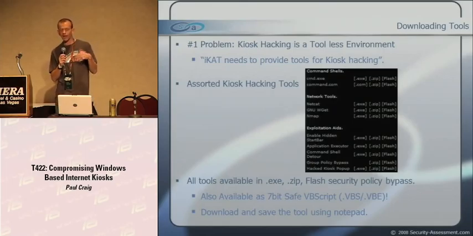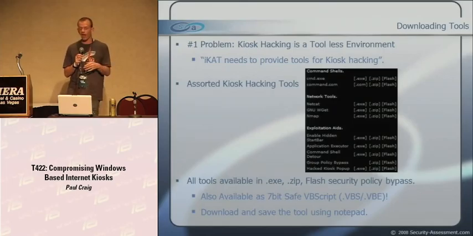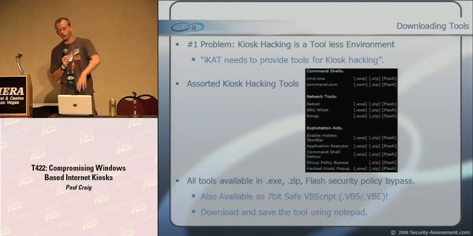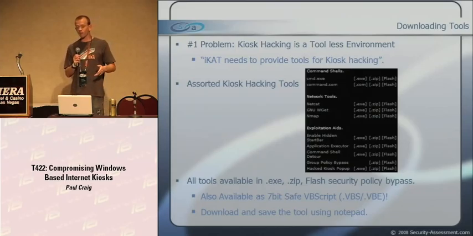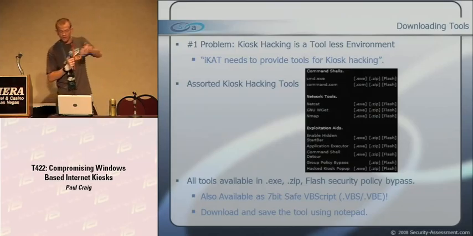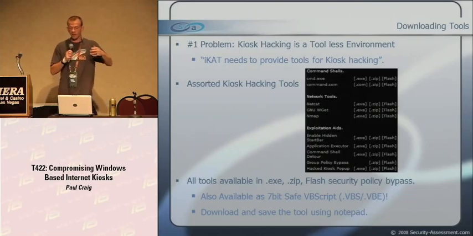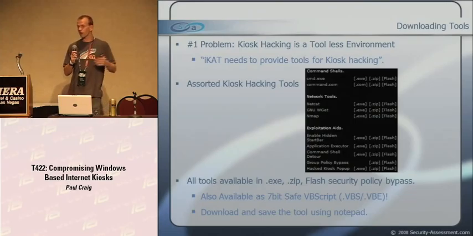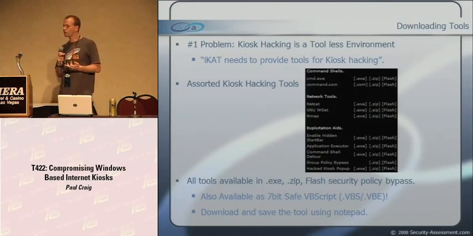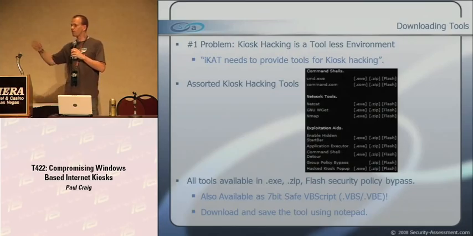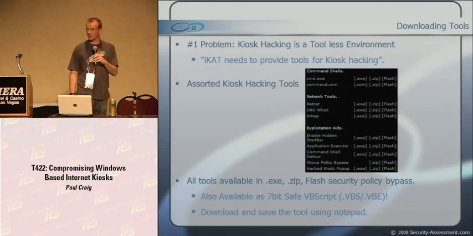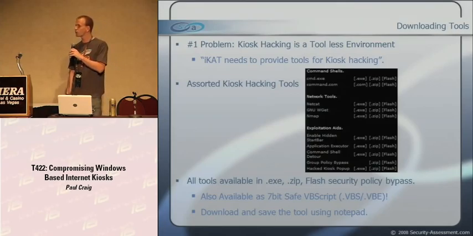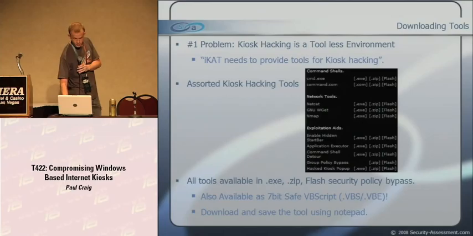Okay, so the number one problem in kiosk hacking is a toolless environment. So I thought to myself, iCat needs to provide tools for kiosk hacking. I have a whole bunch of tools there. I'm going to try and run really fast through this presentation so we can actually do a demo at the end. I'm not going to explain these tools, but as you can see on the list, I have things to enable start bars, pop up things, run things, pretty much everything. They're available as .exe.zip and using the Flash download method, so you can bypass all the browser security policy. They're also available using VBScript and 7-bit safe, so you can download them using Notepad, which is pretty handy.